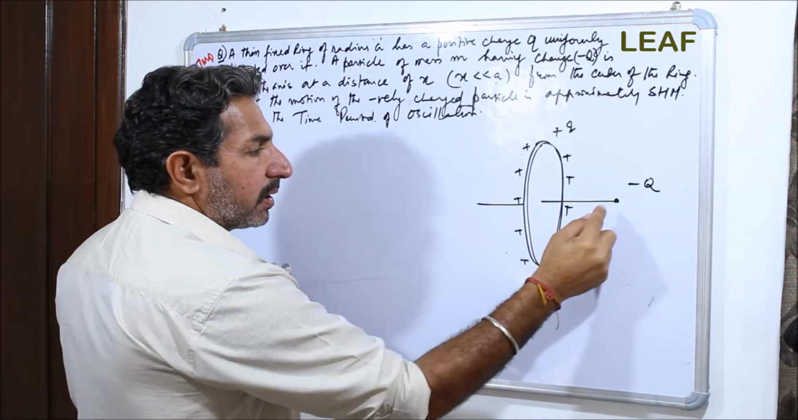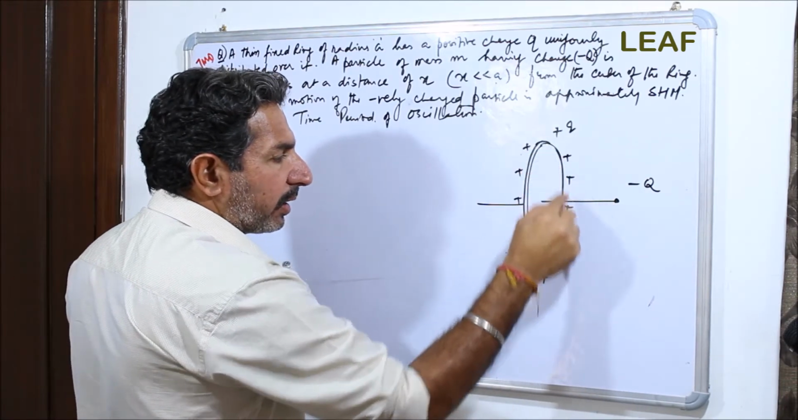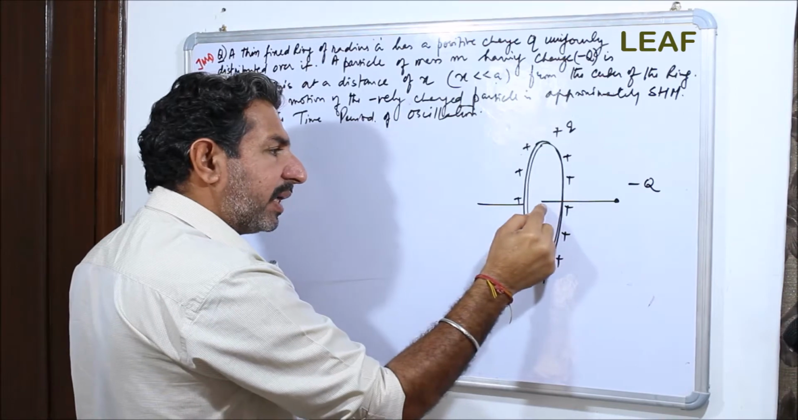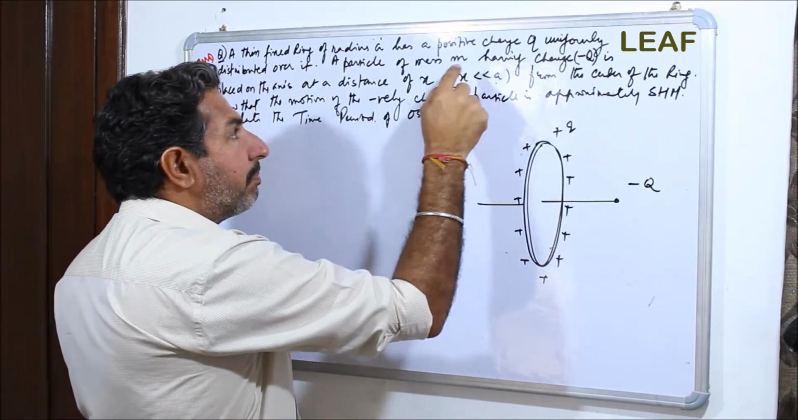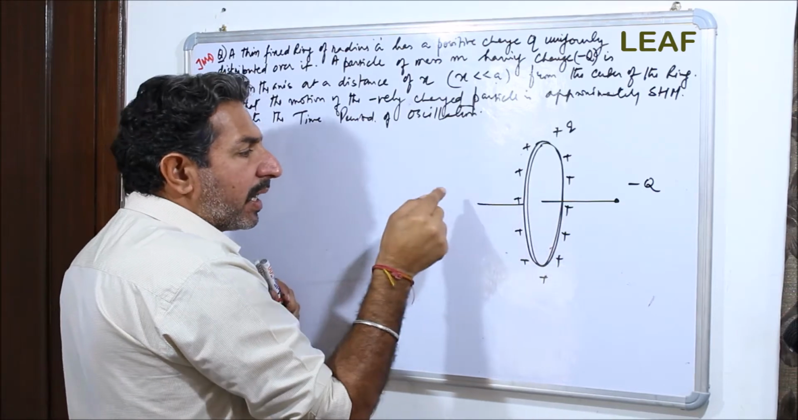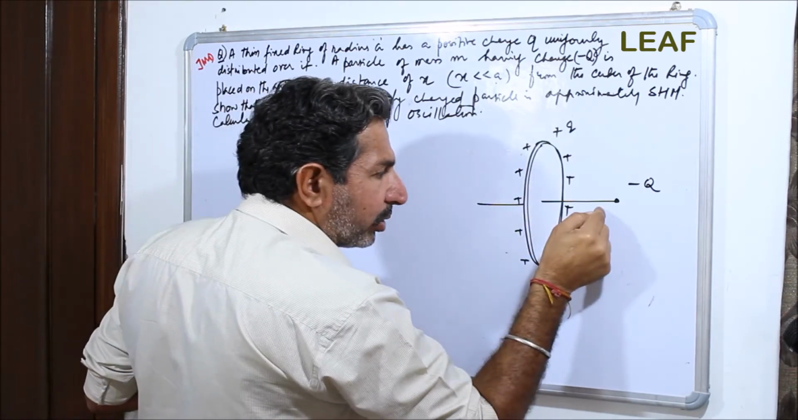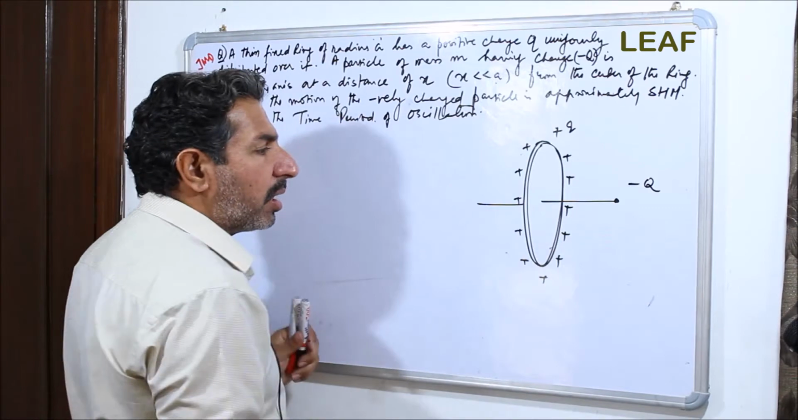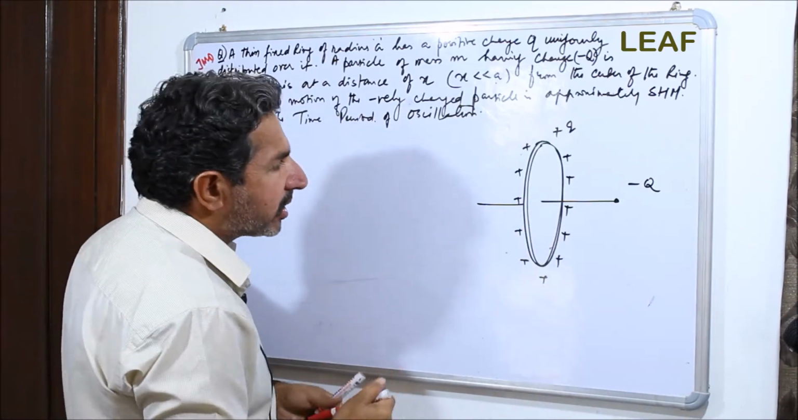It's very obvious. See, the negative charge is going to be attracted by the positive ring and it comes to the center, and obviously because of its mass it overshoots, it will pass through the center to the other side and again will be attracted by the ring, it will come back to this side, and this process goes on. It means minus Q is going to execute an SHM.